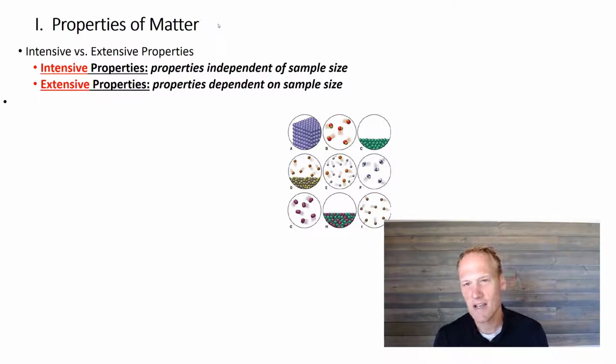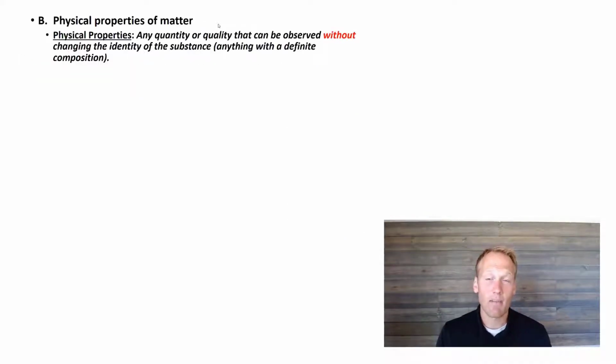Extensive properties are dependent on sample size, meaning that the property changes depending on how much of it you have. A physical property is any quantity or quality that can be observed without changing the identity of the substance. In other words, I don't need to light it on fire or have it go through some kind of chemical reaction to observe it. I can just pick up the object and observe the physical property by looking at it.